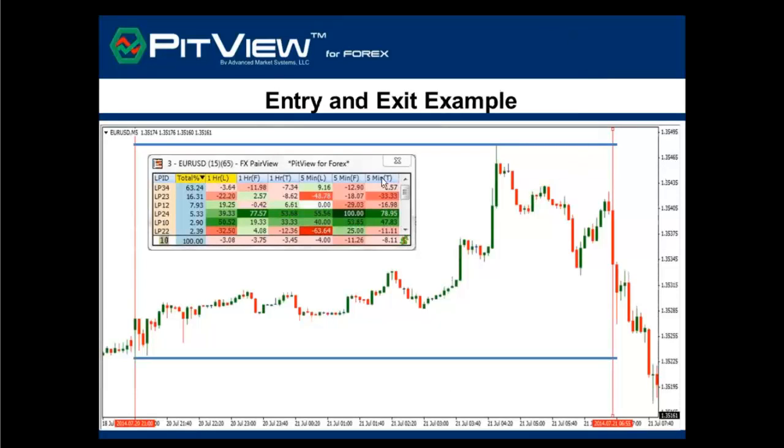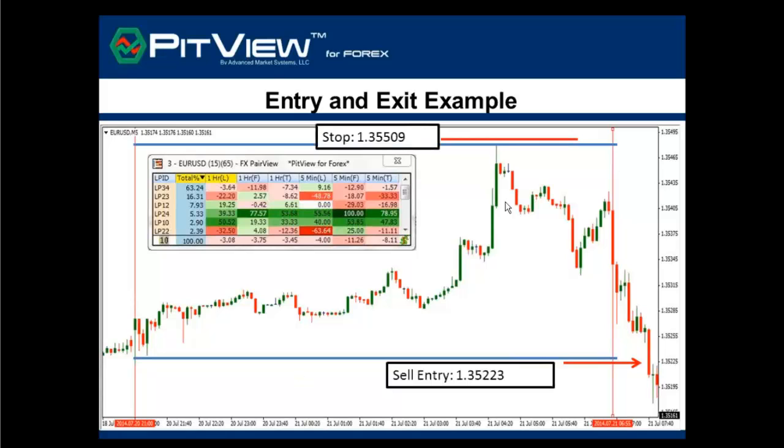So here we go. Here's the euro dollar. There was our sell entry right down in here at 1.35223. Our stop would be put 1 pip above the Asian high.